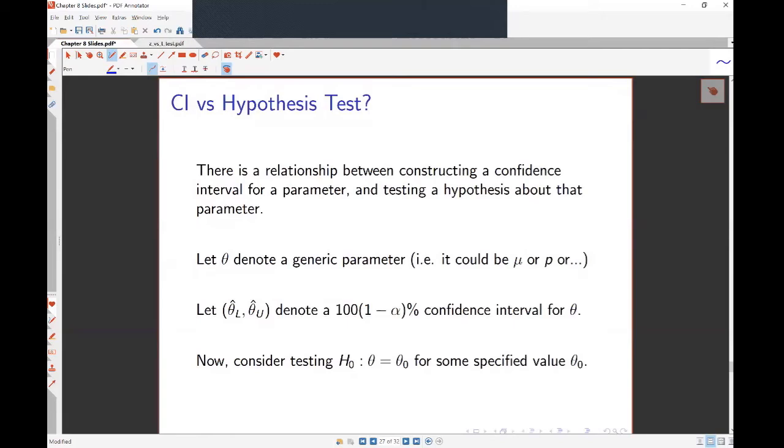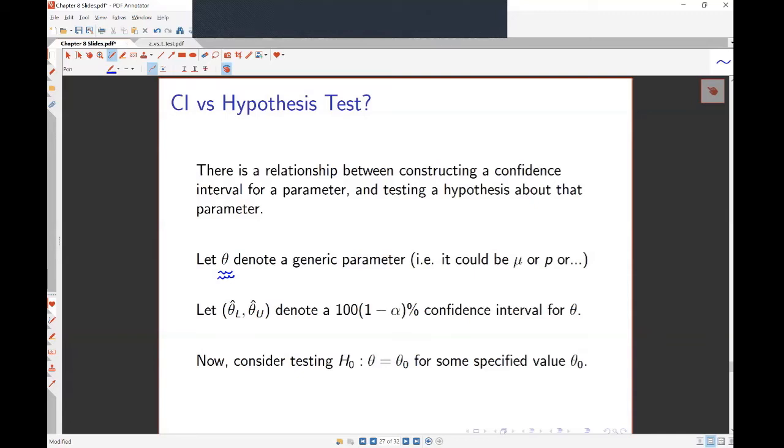Clearly, there's a relationship between these two approaches. And in fact, it is possible to substitute one for the other. So let's talk about this in a very general sense. Let's say that there is some population parameter, theta, that we're interested in. Theta here is just a placeholder. It could be the population mean mu. It could be a population proportion p.